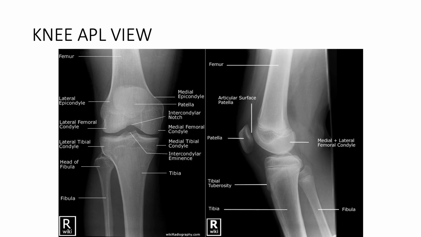So on the AP view of the knee, the patella is superimposed on the distal portion of the femur. So on the routine studies of the knee, the AP and lateral views, you only see the patella, the side of the patella on the lateral view.